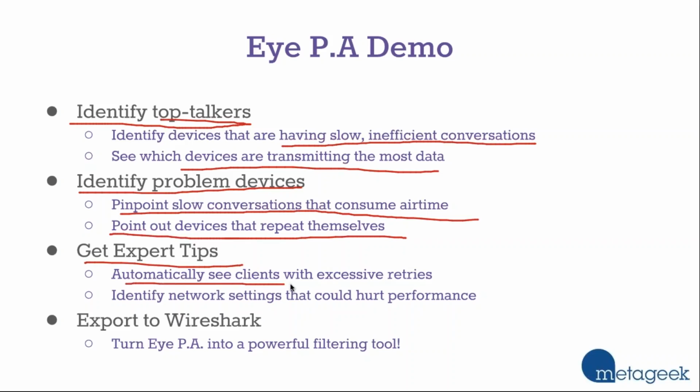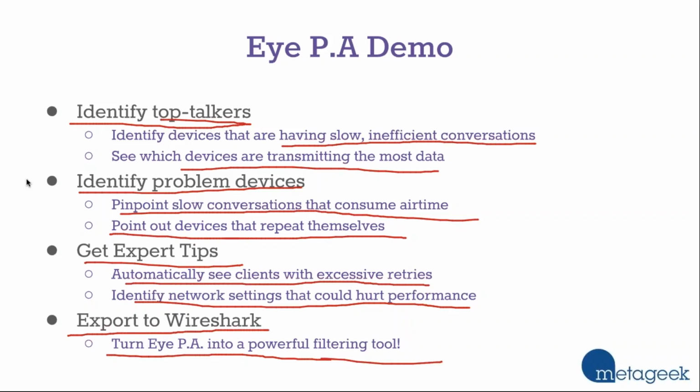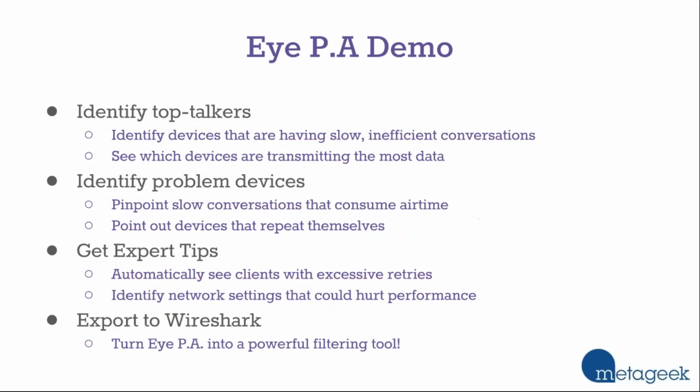It will automatically show you clients that have excessive retry rates, and it will identify network settings that could hurt performance. And one of my favorite things is that you can export all the data to Wireshark. So you can turn IPA into a really powerful filtering tool. So IPA and Wireshark get along. They hold hands and go on dates and stuff all the time.